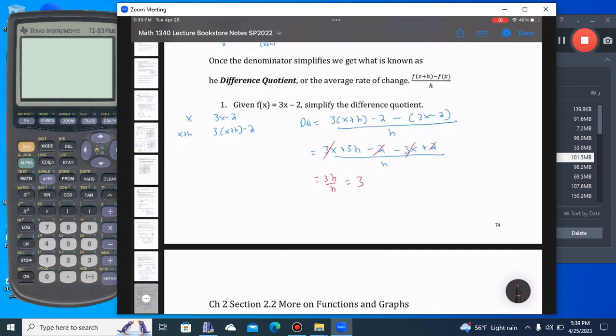And the difference quotient really is a slope equation. In this case, we get 3, and what's the slope of 3x minus 2? It's 3. That's how it changes.